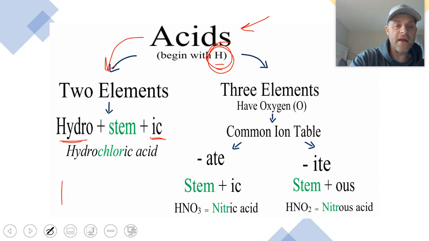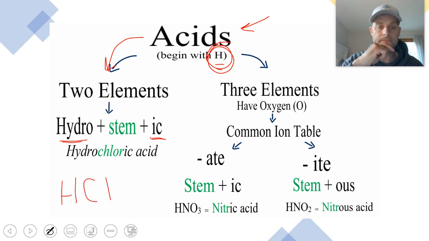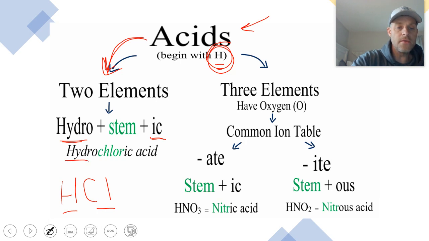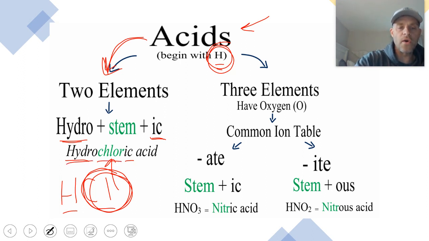So for example, if I had HCl, that's two elements. It starts with H, so it's an acid, and Cl, hydrogen and chlorine. So if I saw that, I'd say, ooh, here it is. Two elements. I'm going to start with hydro. I'm going to end with ic. And I'm going to take the stem of the second word. So this is chlorine. I'm going to take that stem and put it in the middle, and I get hydrochloric acid. And that would be my name.